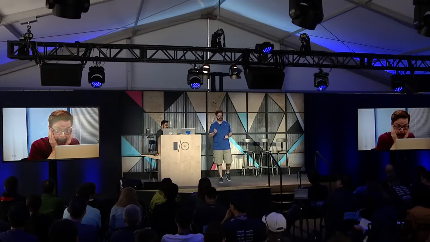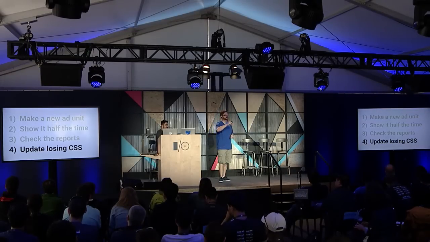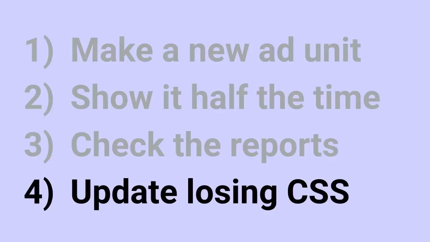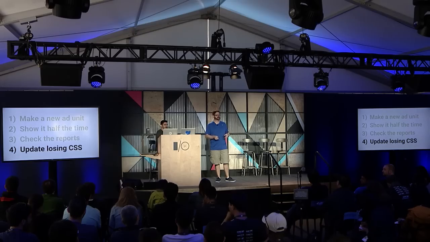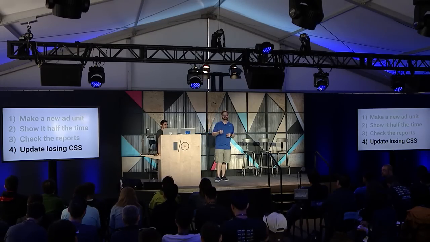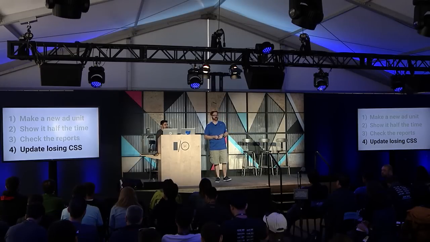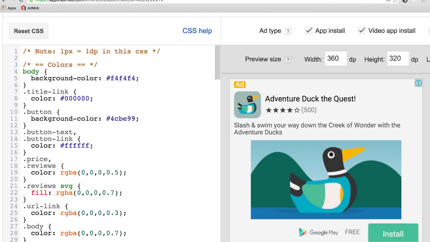So we check the reports. We find one of them is outperforming the other. And so we update the losing template to match the winning template. And now we have, if we want it, 100% of our traffic using a template that we've verified performs better. Right?